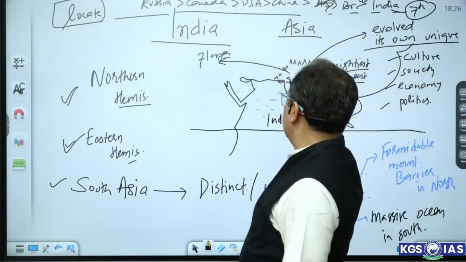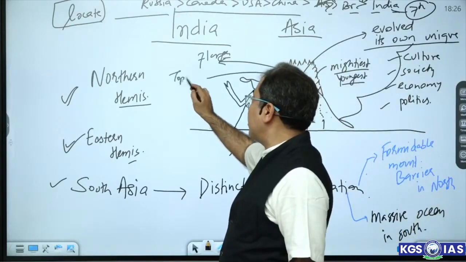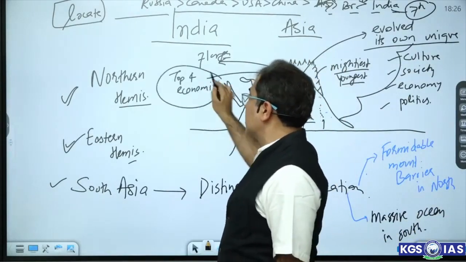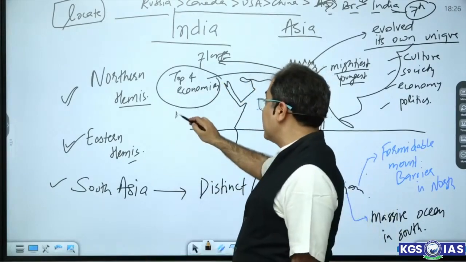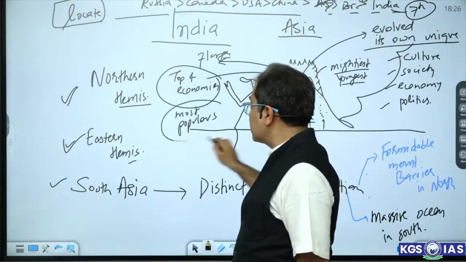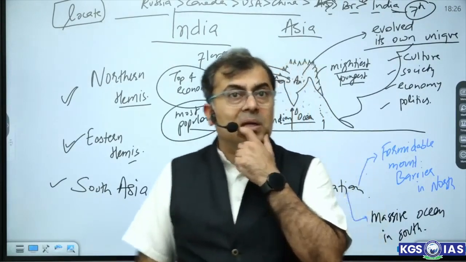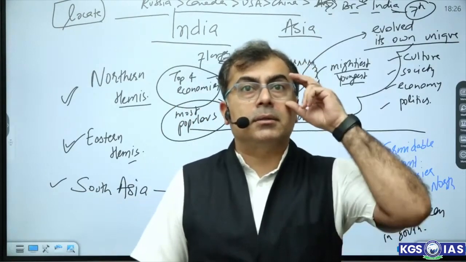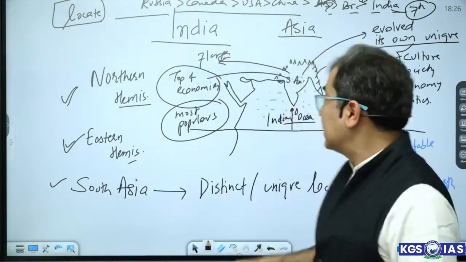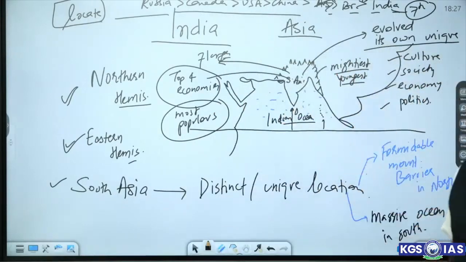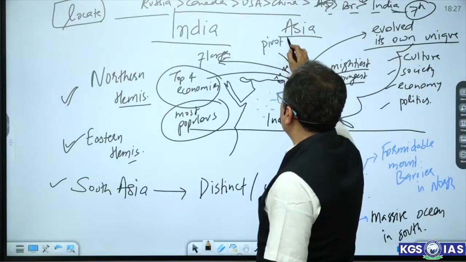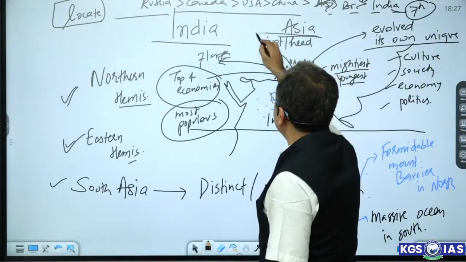Can I say we are amongst the top 4 economies of the world? Yes, and we are the most populous. So when we are talking about India, we are very, very clear that its location is unique. It is located at the pivot, PIVOT, or you can also write head, head of Indian Ocean.